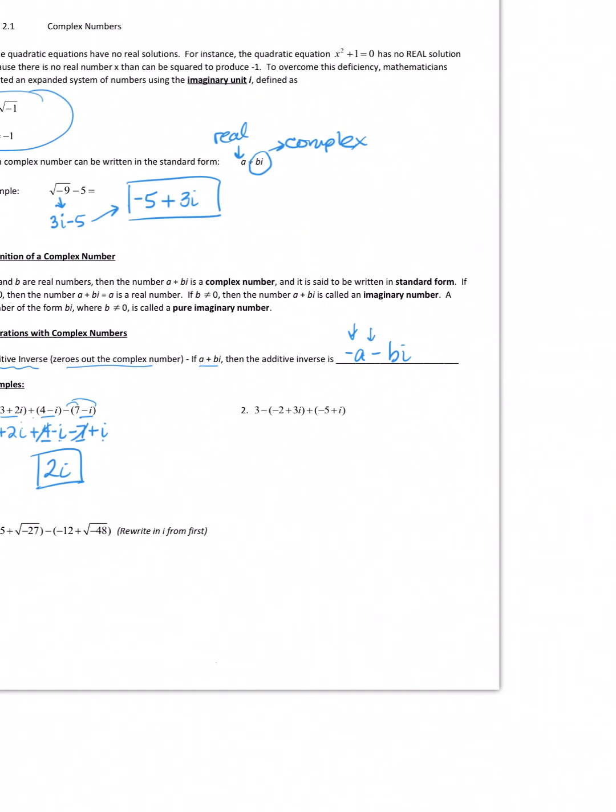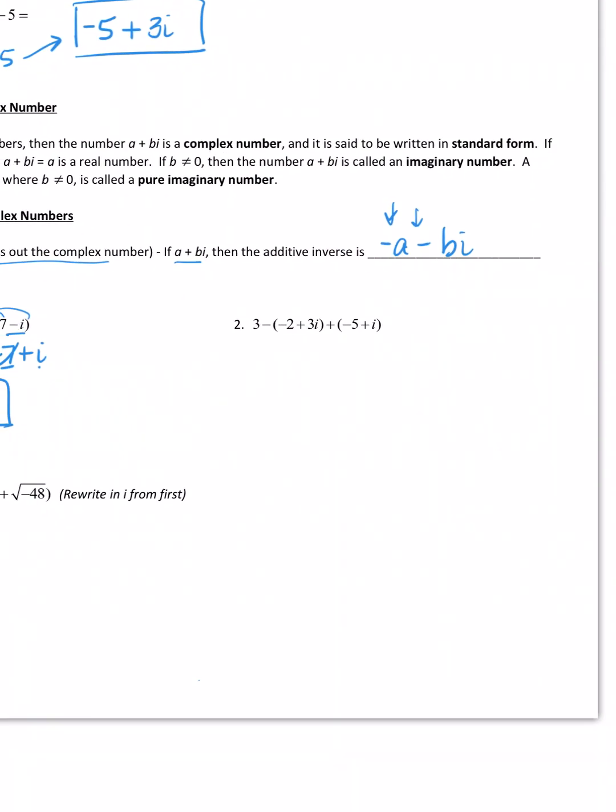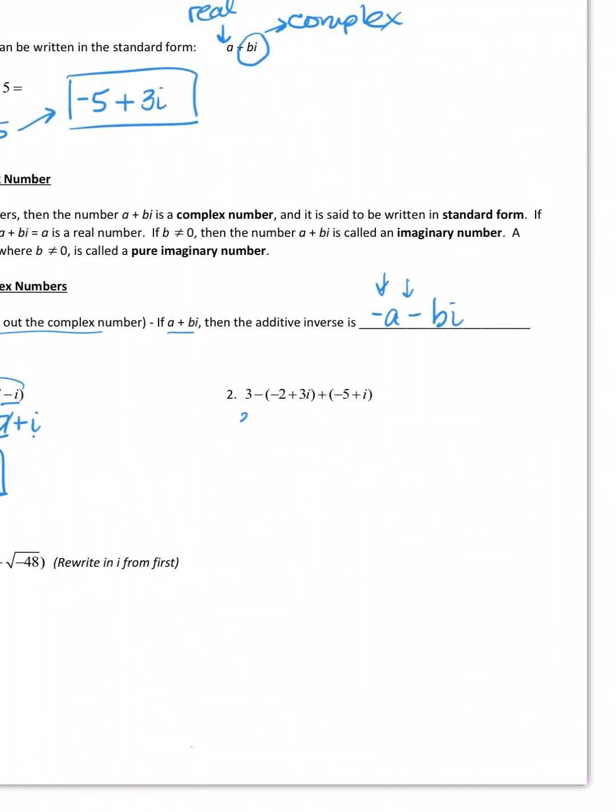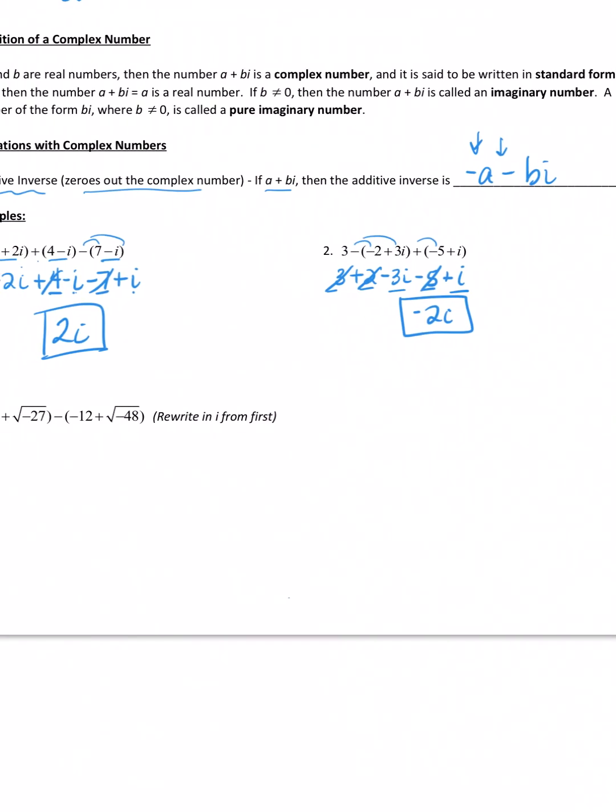Let's look at number 2. We're just combining like terms, basically. So let's distribute what we need to get rid of parentheses. So we'll say 3, we've got to distribute a negative here, plus 2 minus 3i. This will be minus 5 plus i. Now let's look at this. 3 plus 2 is 5, minus 5 is 0. Negative 3i plus i is negative 2i. So again, the additive inverse is not in there because the complex portion is still there.